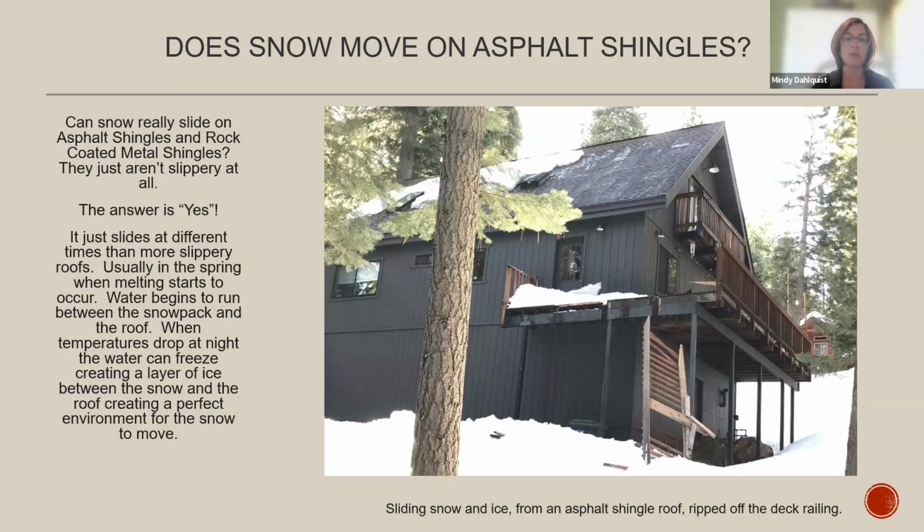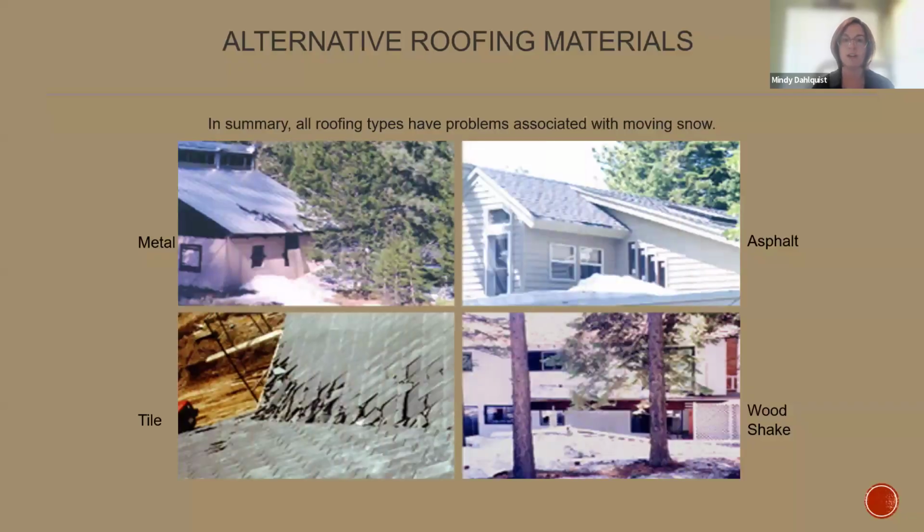So it's usually going to be in the spring that melting starts to occur. We start to get really warm days, but then our nights are much colder. And so what happens is you have water that starts to run underneath that snowpack. That cold night comes in, it's freezing, and now it just gives it that perfect environment to slide right off. There's nothing gripping to that. You have a solid sheet of ice underneath that snowpack, and that snow can move off very easily.